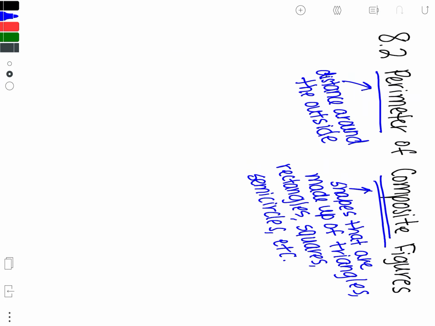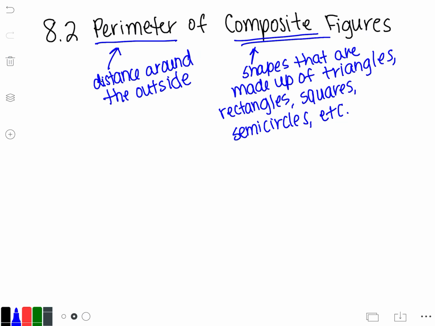So try to draw this with me. It doesn't have to be perfect. Oops, I'm turning my screen. I didn't mean to do that. Here we go. Example A.